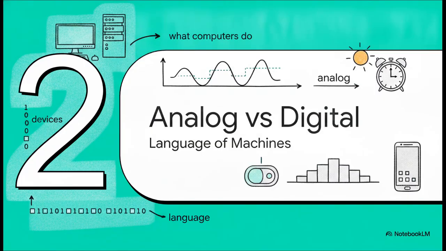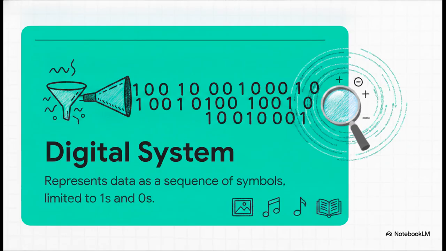Moving on to section 2, analog versus digital, the language of machines. Now that we know what computers fundamentally do, what language are they actually speaking to pull this off? You know, we hear the word digital thrown around all the time, right? But the crucial point here is that a digital system works by encoding real-world information into a specific sequence of symbols. And it's strictly limited to just ones and zeros. We call these bits. And honestly, this strict limitation is kind of its superpower. Expanding the symbols would just make things unnecessarily complicated.